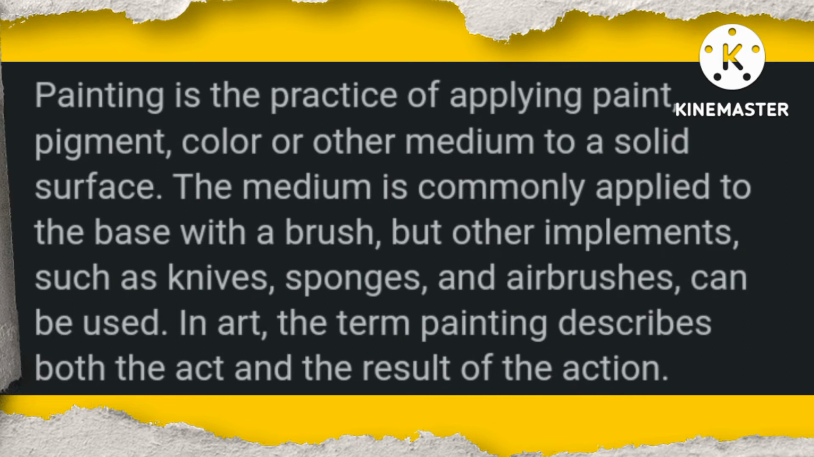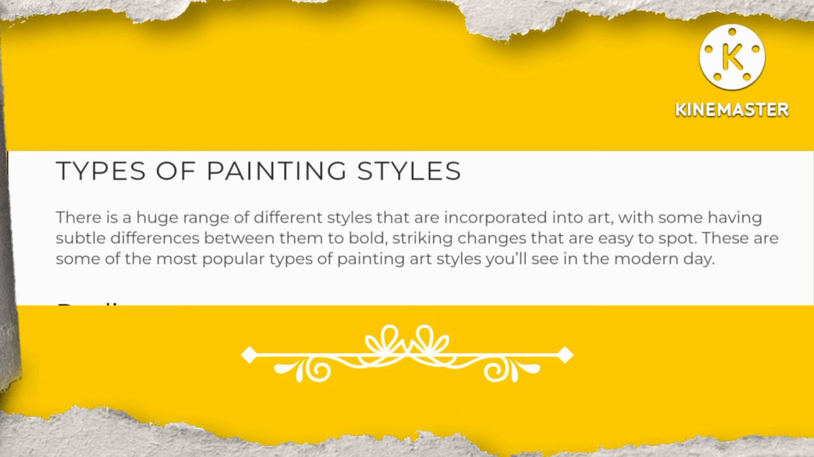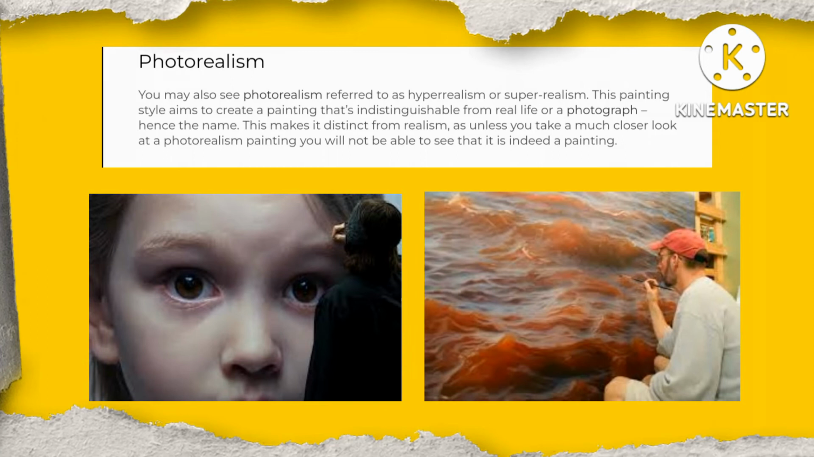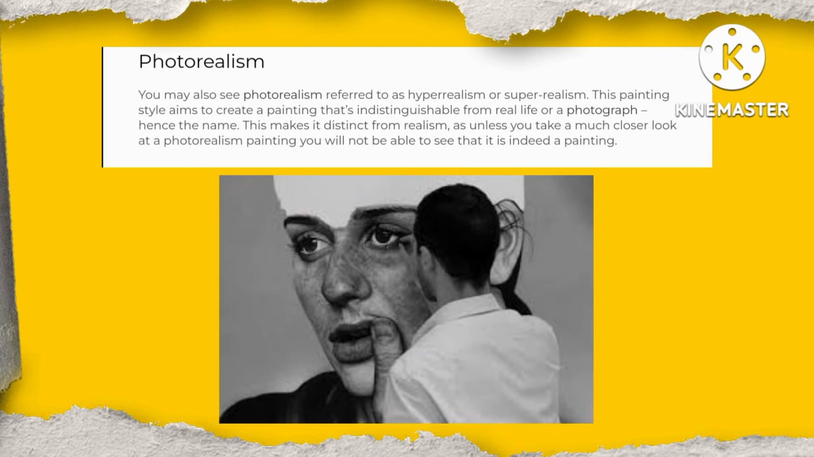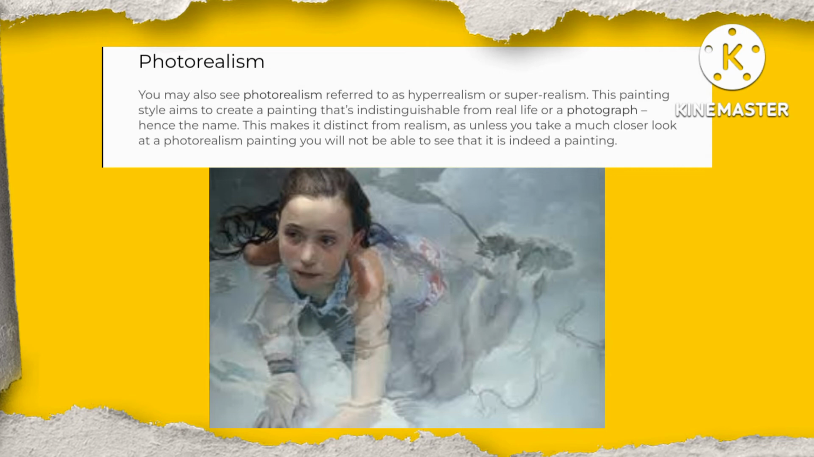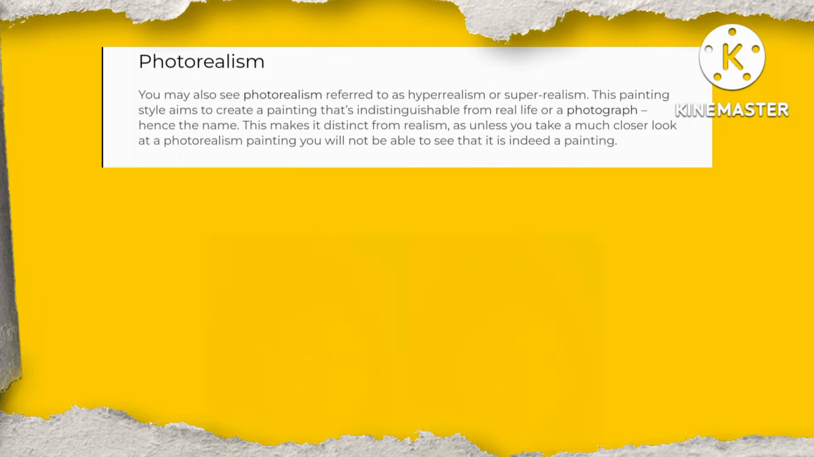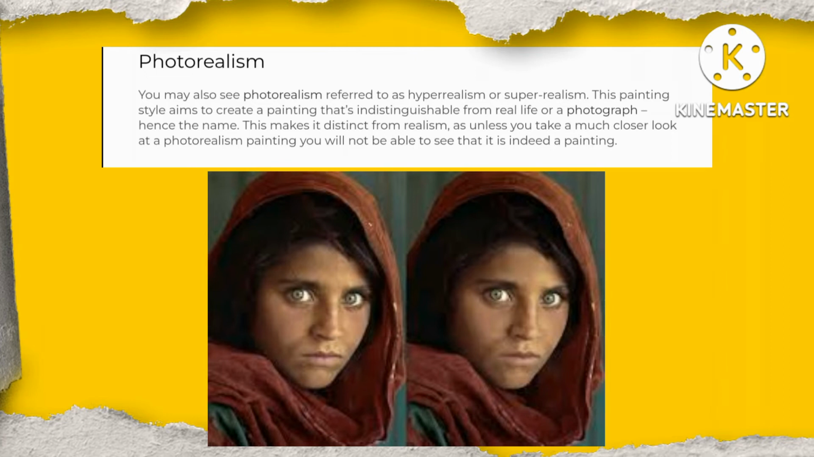Types of painting styles. There is a huge range of different styles that are incorporated into art, with some having subtle differences between them to bold, striking changes that are easy to spot. These are some of the most popular types of painting art styles that you see in the modern day. Number 1, Photorealism. You may also see photorealism referred to as hyperrealism or superrealism. This painting style aims to create a painting that is indistinguishable from real life or a photograph, hence the name. This makes it distinct from realism, as unless you take a much closer look at a photorealism painting, you will not be able to see that it is indeed a painting.